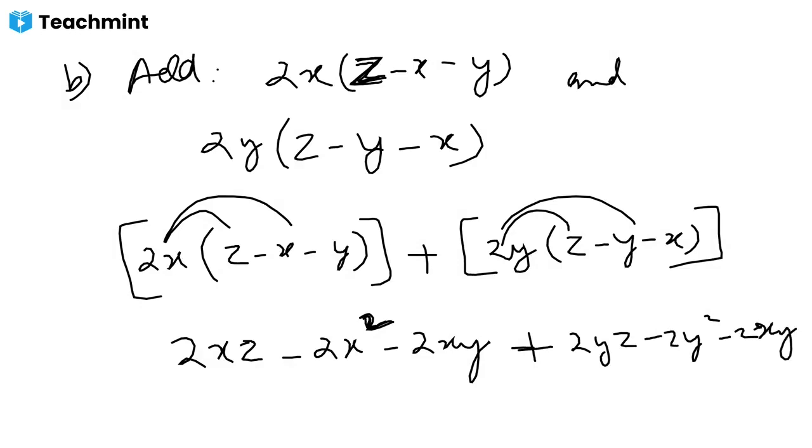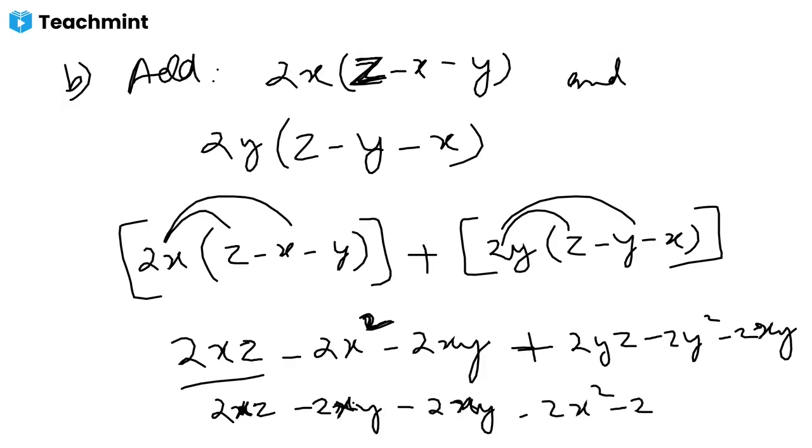Now arranging the terms. So 2xz minus 2xy. Let me write all the square terms later. थोड़ा अरेंज करते टाइम ये देखो कि एक जैसे टर्म एक साथ रहे. ओके. उसके बाद माइनस 2x स्क्वायर. उसके बाद minus 2y square. ओके.